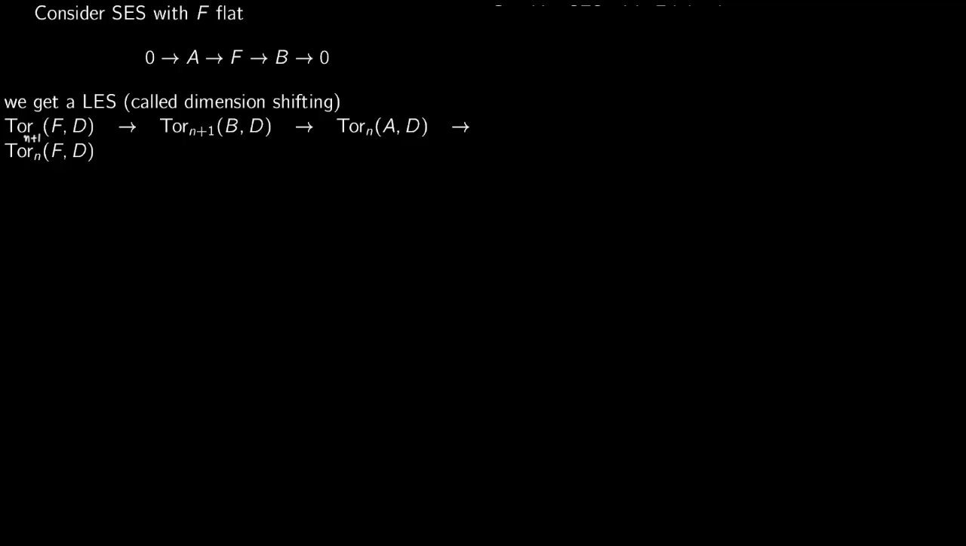So now we talk about dimension shifting. Say you start with something like this. You have a short exact sequence. This f is flat right here. So this will give you a long exact sequence.